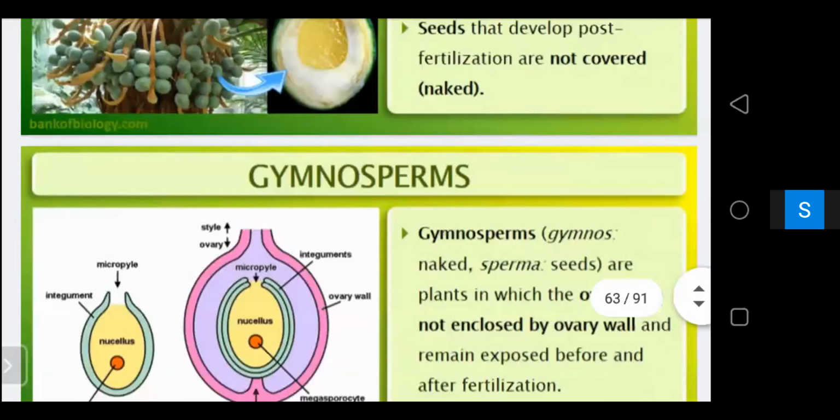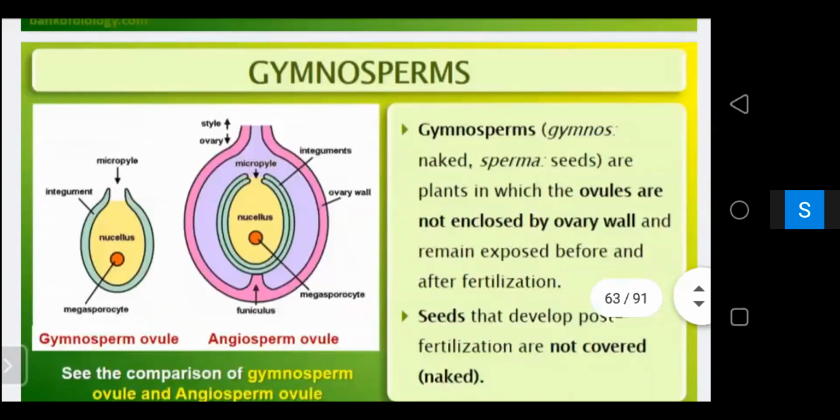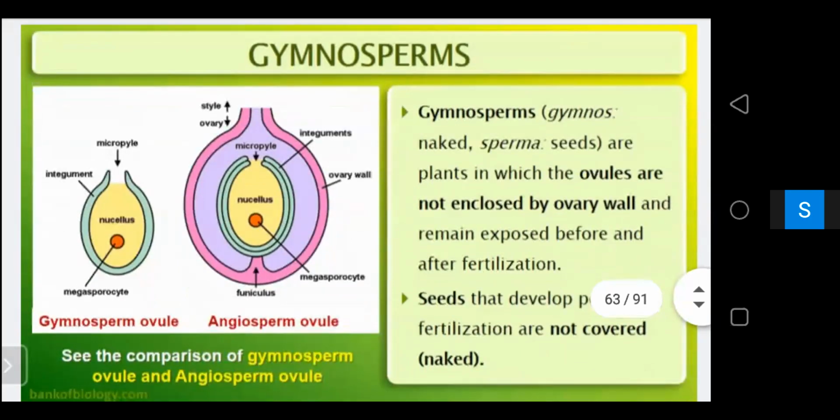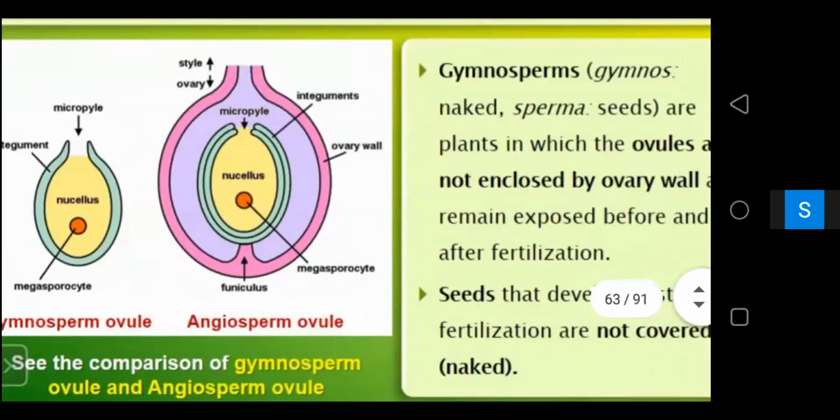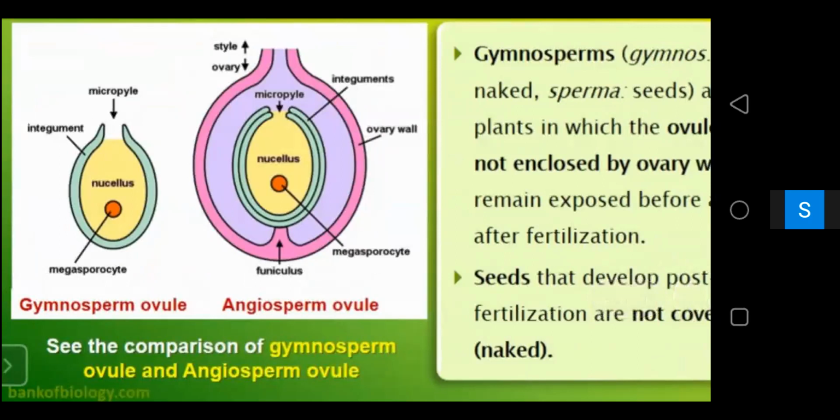Okay, you can see that gymnosperms are naked seed plants in which the ovules are not enclosed by the ovary wall, and they remain exposed before and after fertilization. You can see the ovule of the angiosperm and gymnosperm. In angiosperms there is an ovary wall, and the ovary will convert into the fruit. The fruit-bearing plants come under angiosperms. Here the seeds are naked, they do not have an ovary wall.